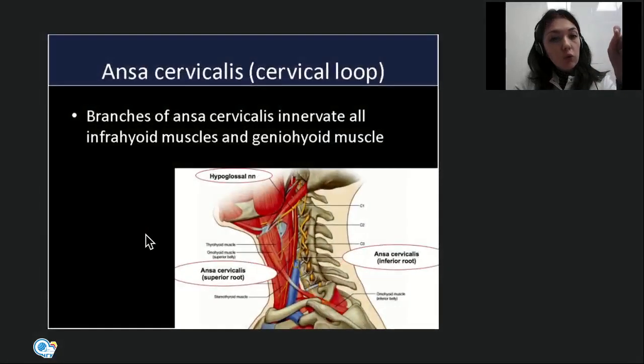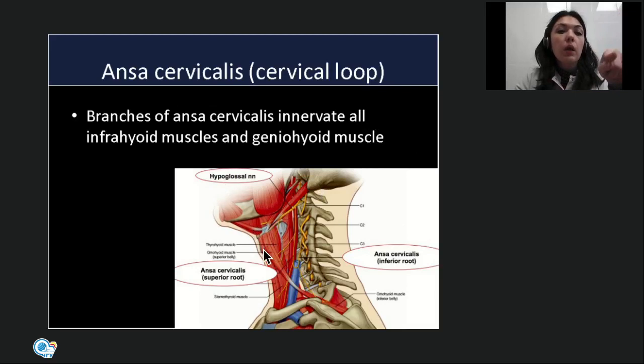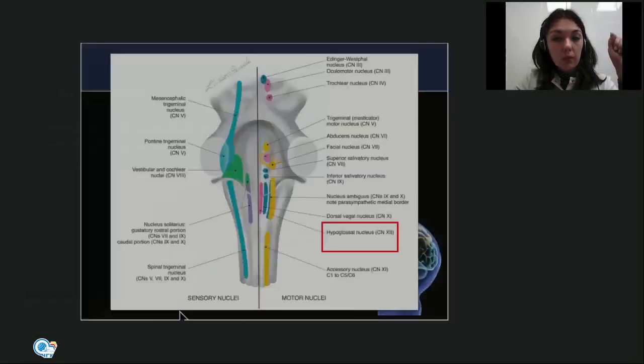So also it forms the ansa cervicalis. Branches of ansa cervicalis, we have already said that the inferior root of ansa cervicalis is formed by branches of the cervical plexus, yes, and here the superior root is formed by the hypoglossal nerve. So branches of ansa cervicalis supply all the infrahyoid muscles and also the geniohyoid muscle.